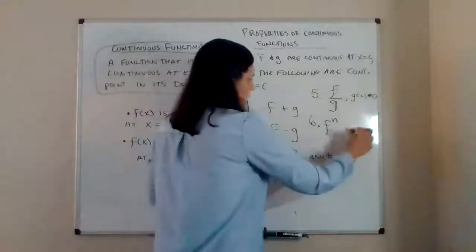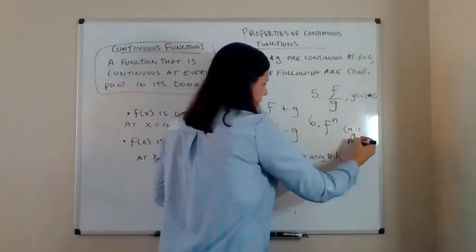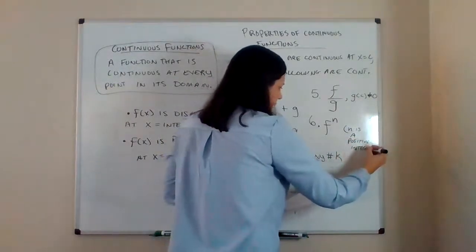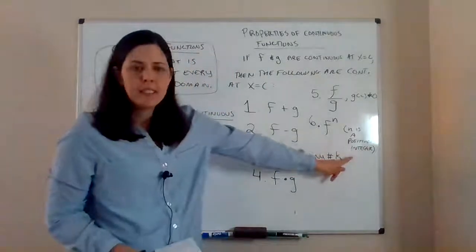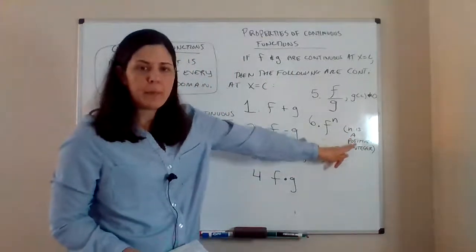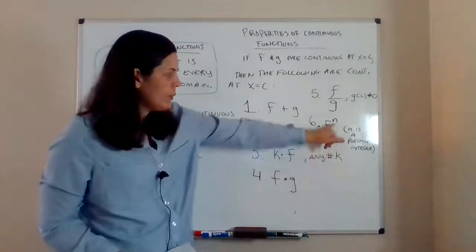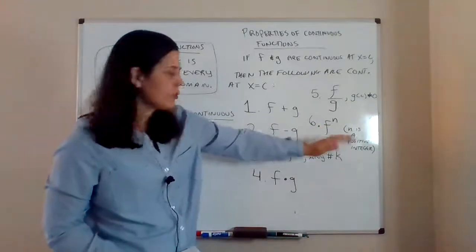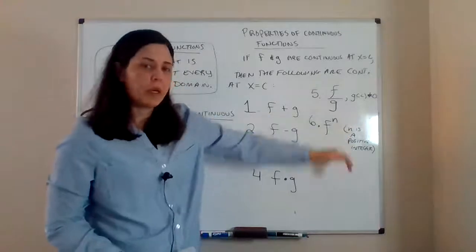Now this one, you just have to say that n is a positive integer. Now I'm kind of squeezing this into the side. Hopefully you can see it. This says n is a positive integer. So we're not talking about fraction exponents or negative exponents. We're just saying f to the first power, f to the second power, f to the third power, things like that.